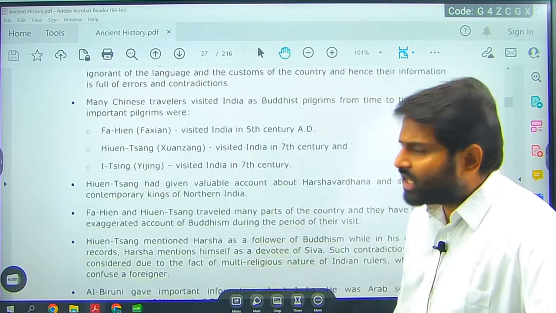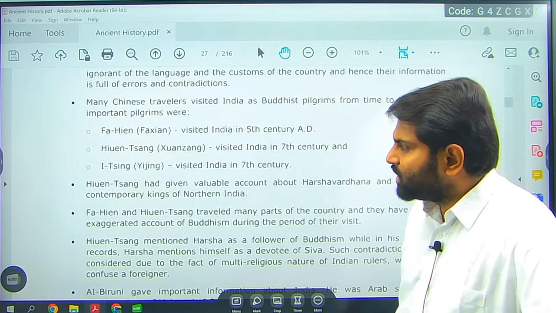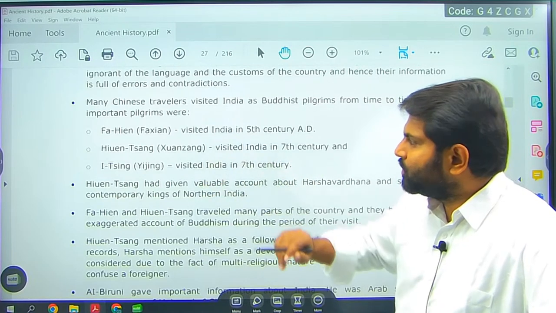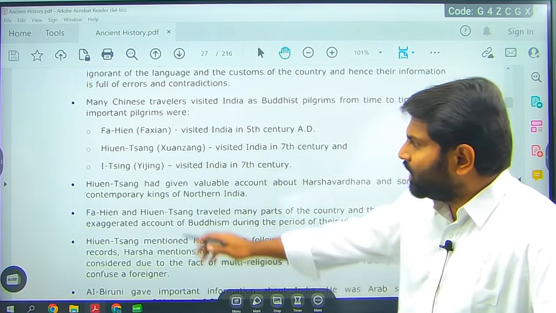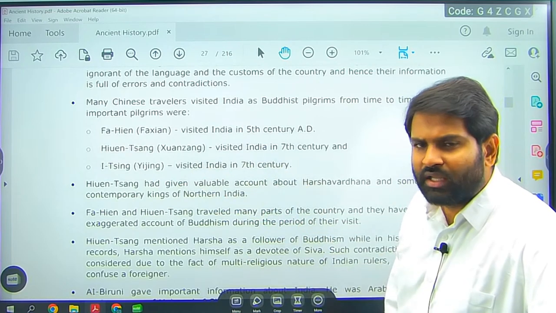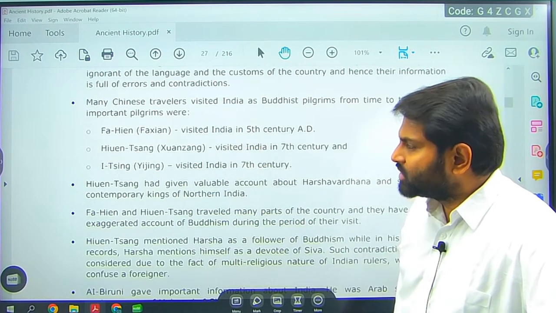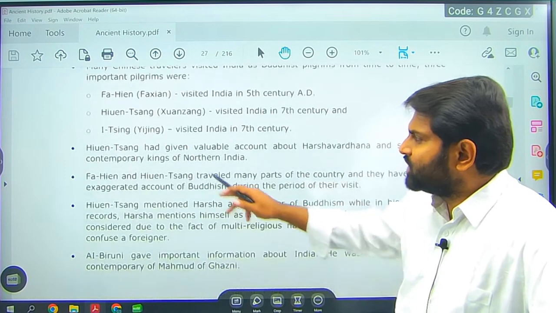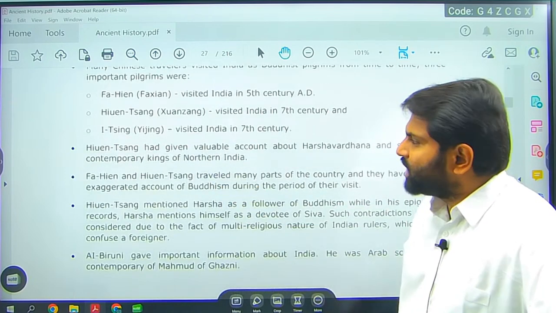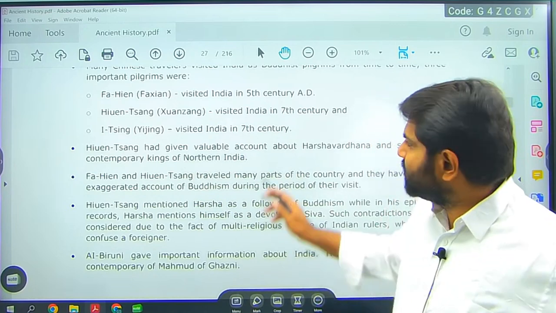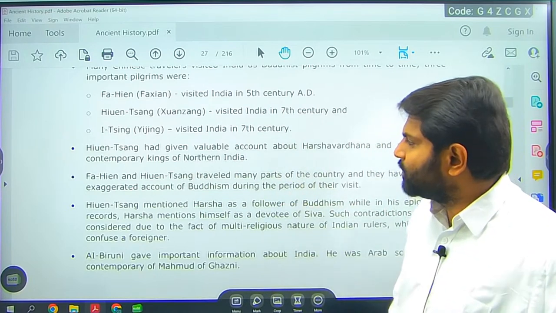Apart from that, we have Chinese travelers: Fahian, Huazhang, Yixing. Fahian visited in the 5th century AD, Huazhang visited in the 7th century AD, and Yixing also visited in the 7th century AD. So these are the timelines of the Chinese visitors. Huazhang visited the Harshavardhana dynasty, HH, you can remember that way, in the 7th century AD. He is one of the important personalities.